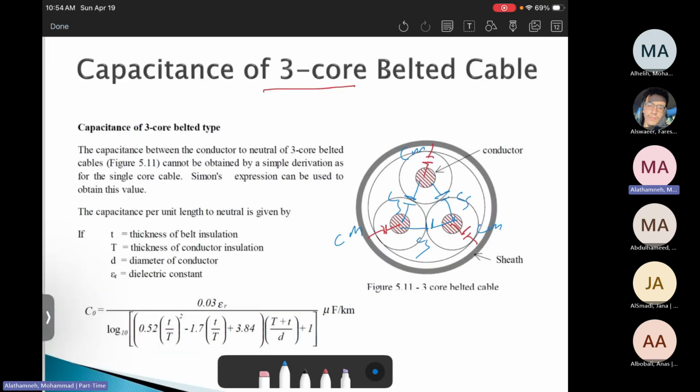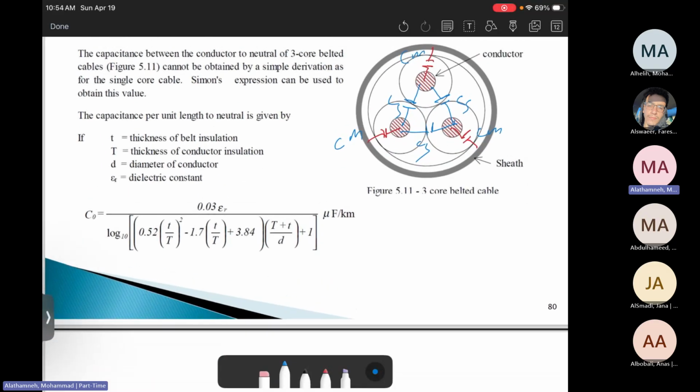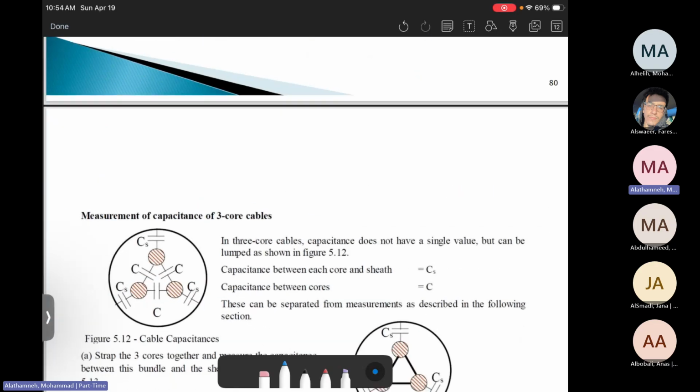Now this is the overall formula for calculating this, in terms of epsilon, T, D, and tau. Once we know them, we can just substitute them, such that T is the thickness of the belt insulation, tau is the thickness of the conductor insulation, D the diameter of the conductor, epsilon r is the dielectric constant.